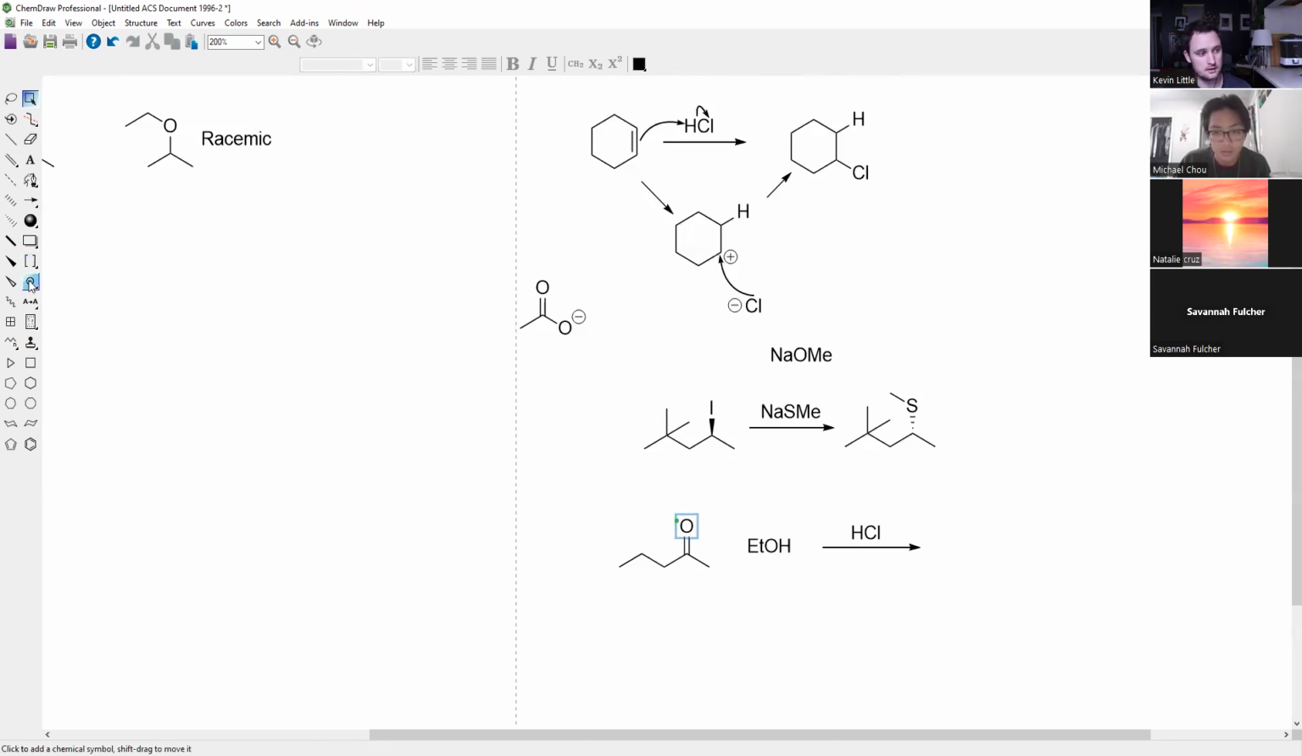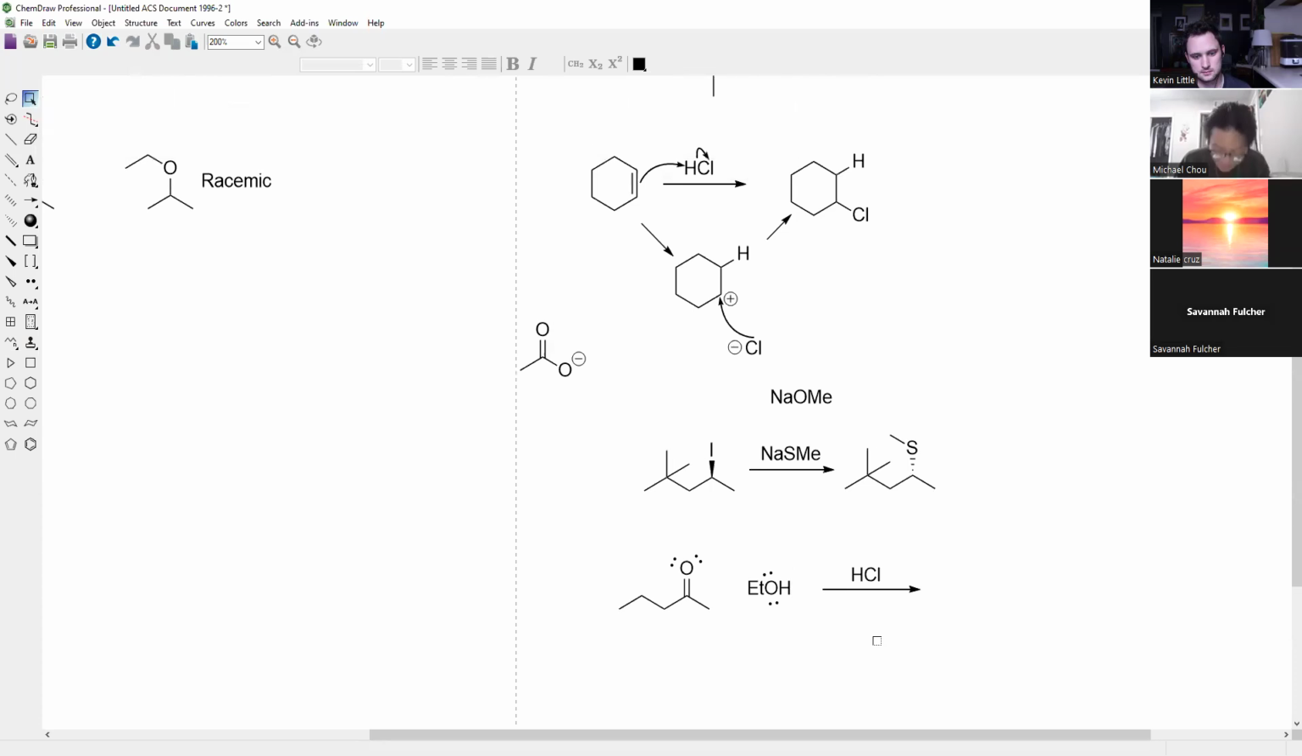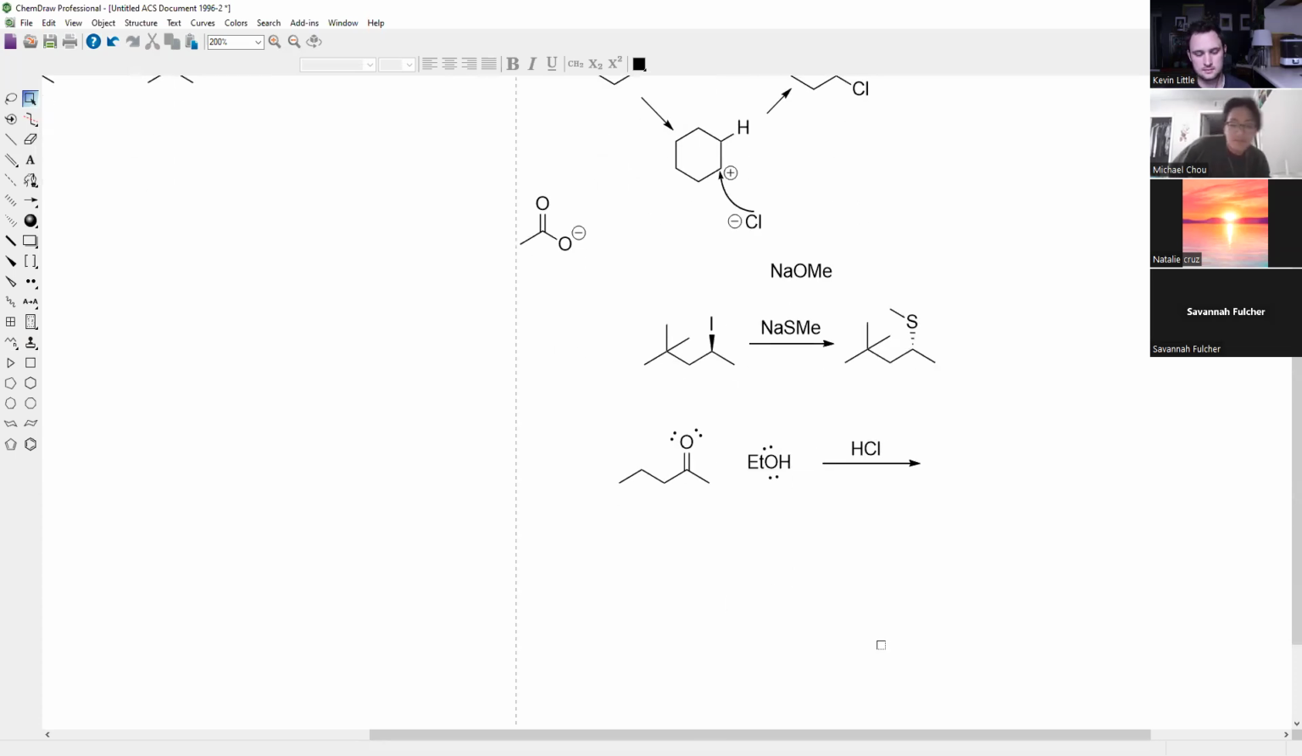The question is, I've got lone pairs on this oxygen and I've got lone pairs on this oxygen. So which one is it going to go to? Do I want to protonate my nucleophile or my electrophile? Electrophile. Why? What is an electrophile? Electron loving. How do I make something even more electrophilic?